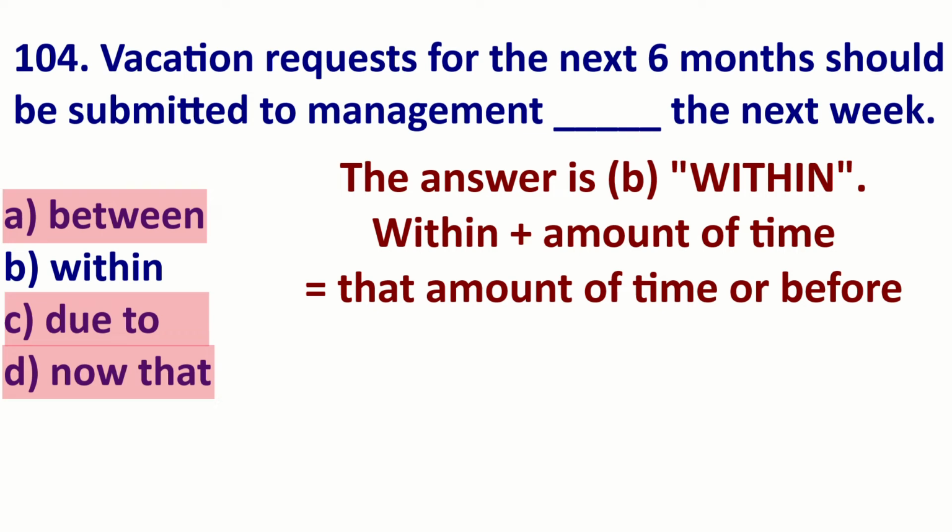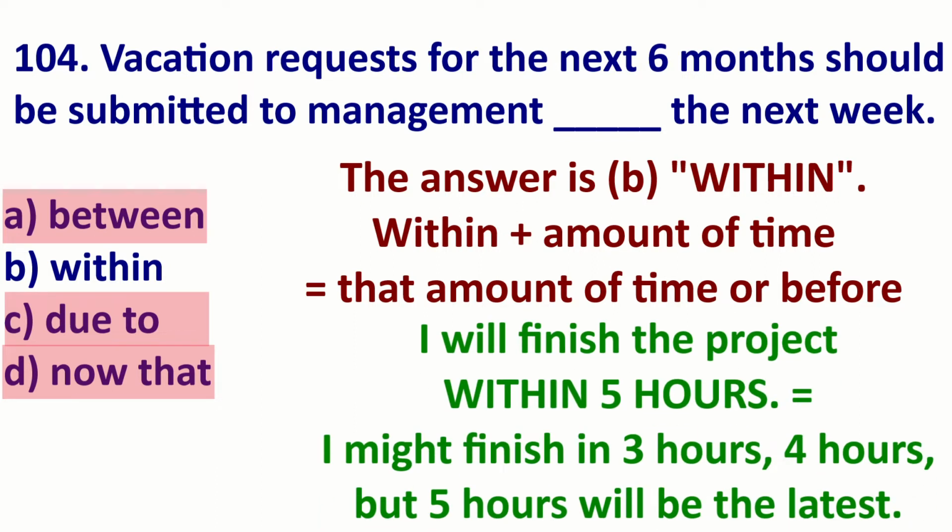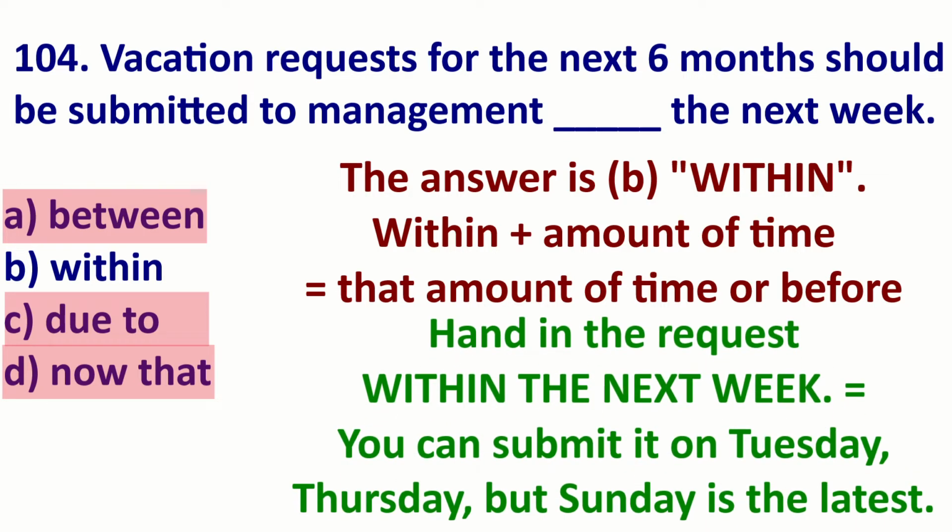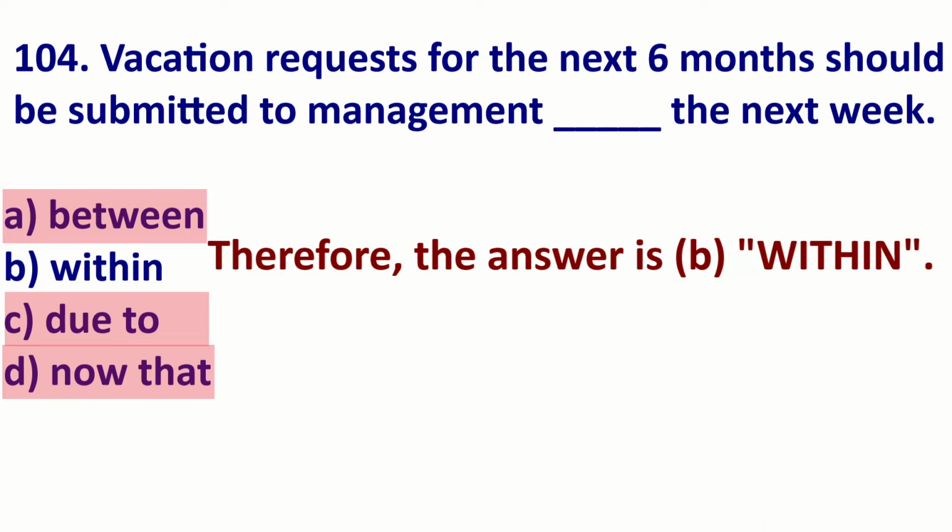And within plus an amount of time equals that amount of time or earlier. Here's an example. I will finish the project within 5 hours. So I might finish it in 3 hours, 4 hours, but 5 is the latest. Or hand in the request within the next week. So this could be Monday, Wednesday, but Sunday is the latest. So we can see in this TOEIC question, we're saying vacation requests should be submitted to management within the next week. So you have 7 days.